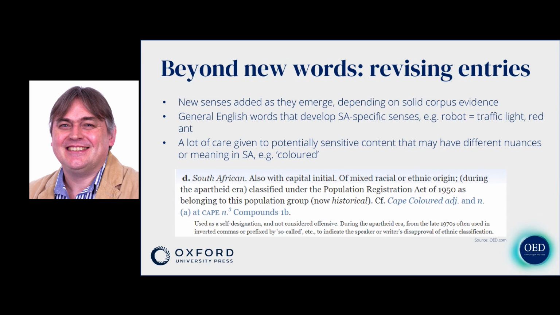And a good example of that is the word colored. And it is a term that even now we are going to have to revise again for dictionaries such as the OED, as its use as a self-designation is becoming more and more disputed than it was earlier. But this is an ongoing task, and it is something we take very, very seriously at OUP generally and at OUPSA to make sure that we are reflecting language as it is used, but in a sensitive and inclusive way.